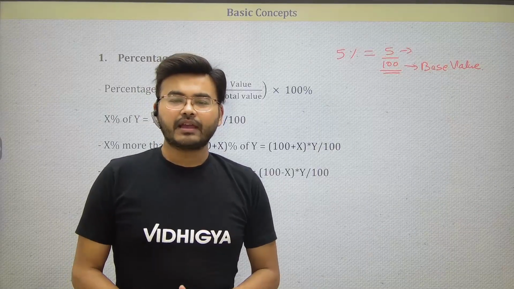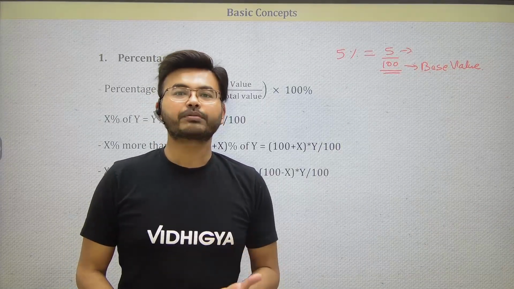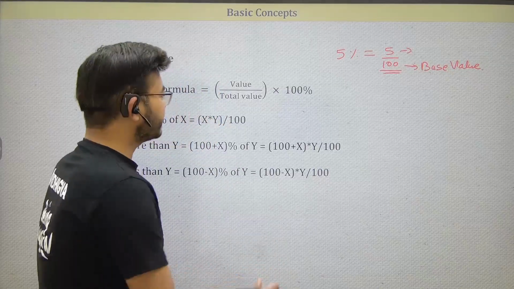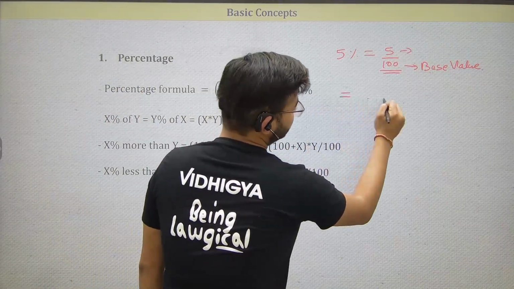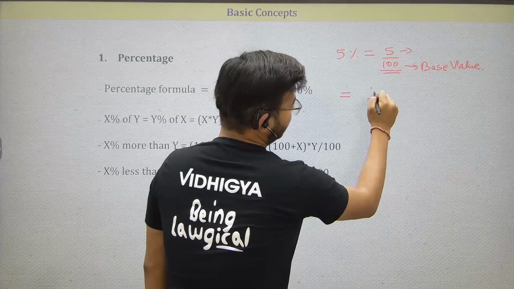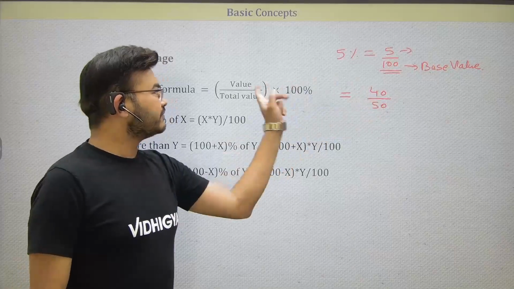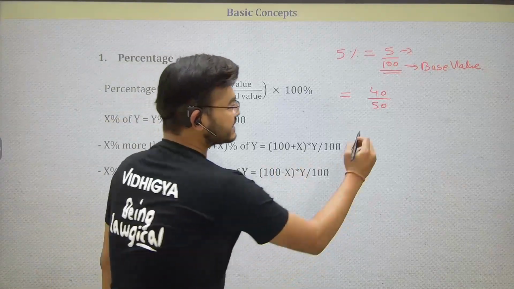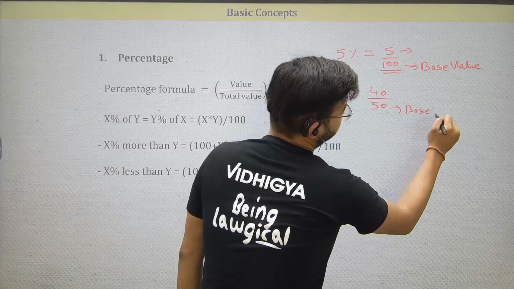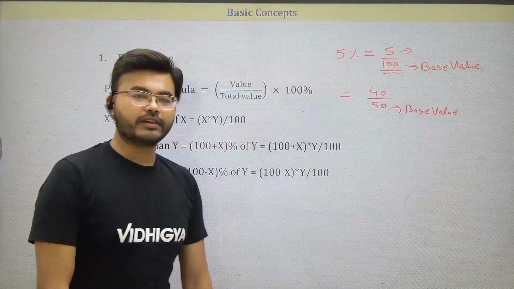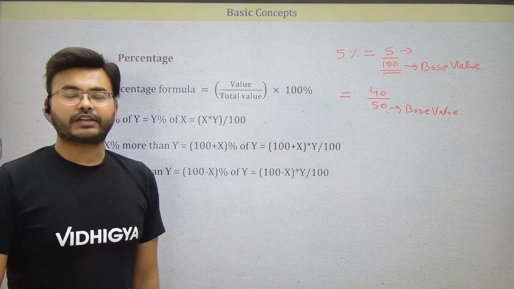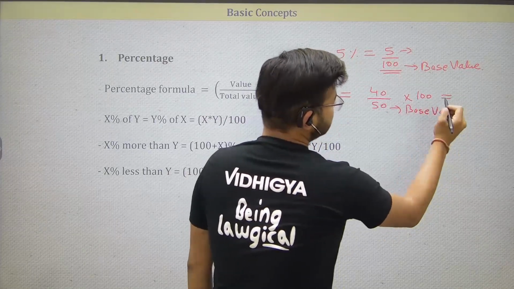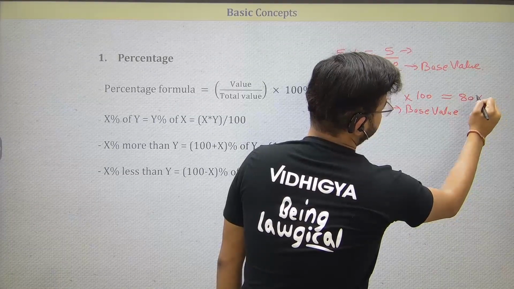Let's say, for example, in an exam of 50 marks, you obtained 40 marks. Then how much in percentage have you obtained? So simply total value, that is the maximum value with which you need to compare, is 50 marks. And since you have obtained 40 marks, 40 marks is the value that you have obtained, and 50 is the total value out of which you have obtained. That is, this is the base value with which you will compare your marks. So you have obtained 40 out of 50. Then to convert it into percentage, we multiply this with 100. So if you do this, you will get the answer as 80%.